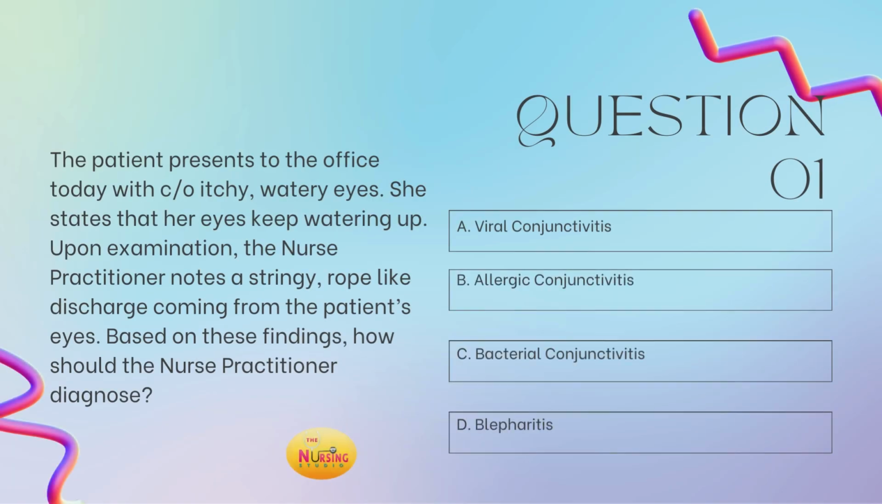Question number one states the patient presents to the office today with complaints of itchy, watery eyes. She states that her eyes keep watering up. Upon examination, the nurse practitioner notes a stringy rope like discharge coming from the patient's eyes. Based on these findings, how should the nurse practitioner diagnose? Is it A, viral conjunctivitis, B, allergic conjunctivitis, C, bacterial conjunctivitis, or D, blepharitis? Take a moment and tell me what you got in the comments, you guys.